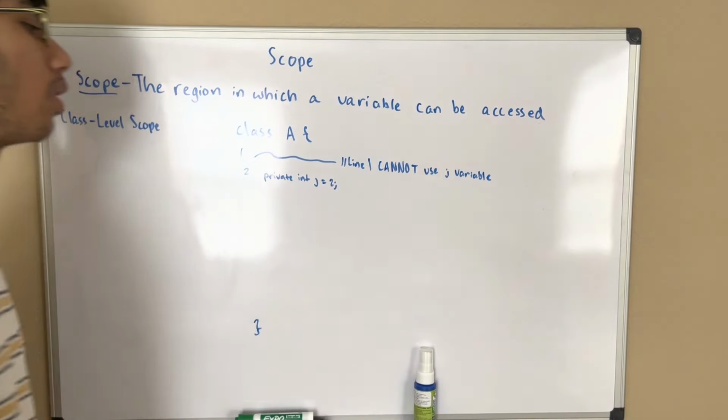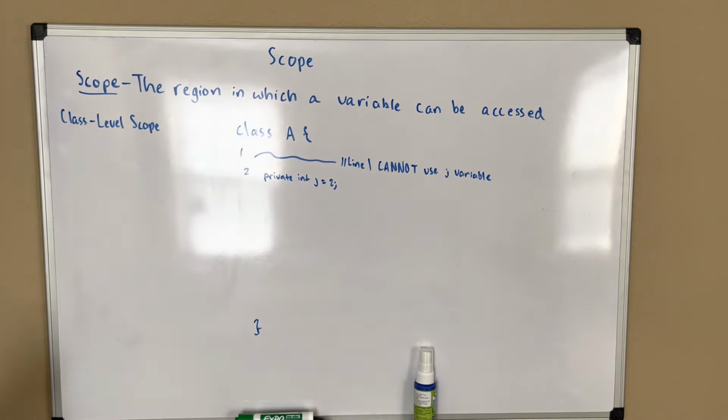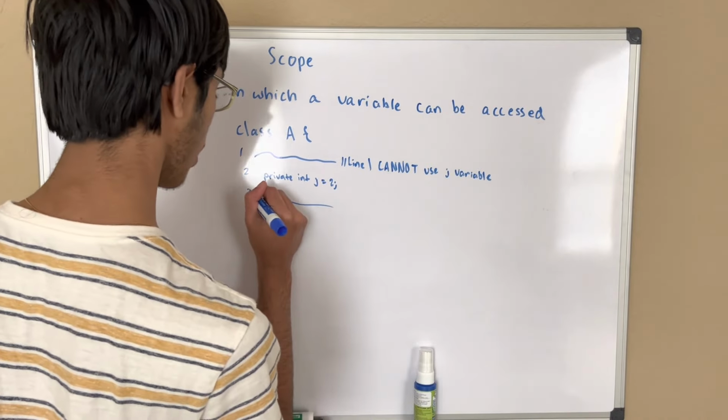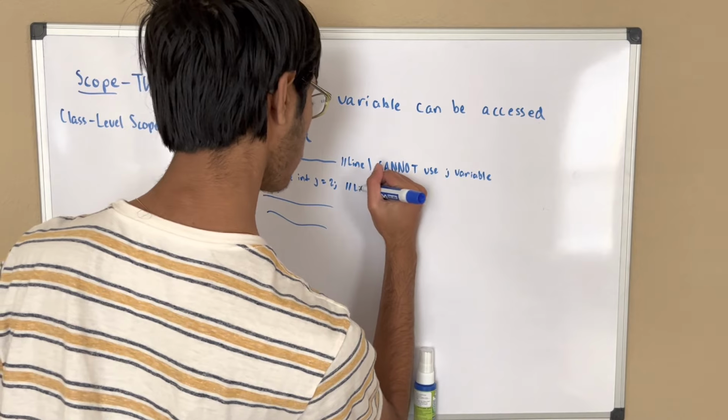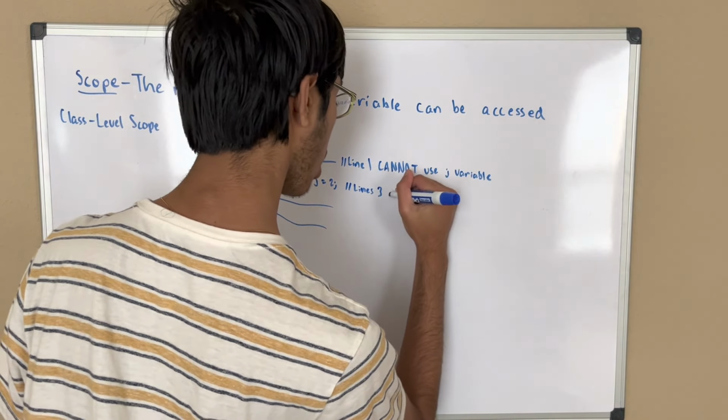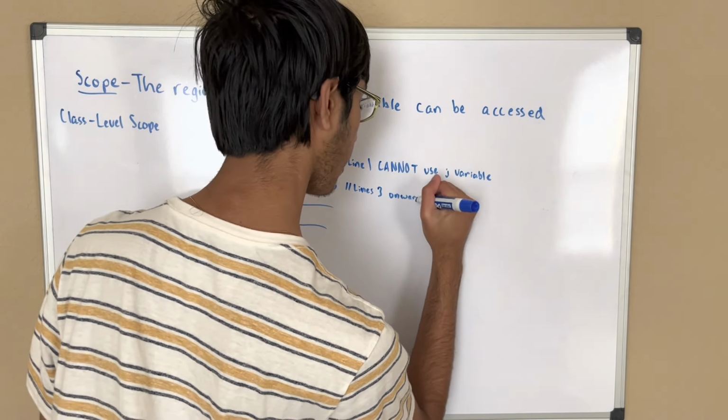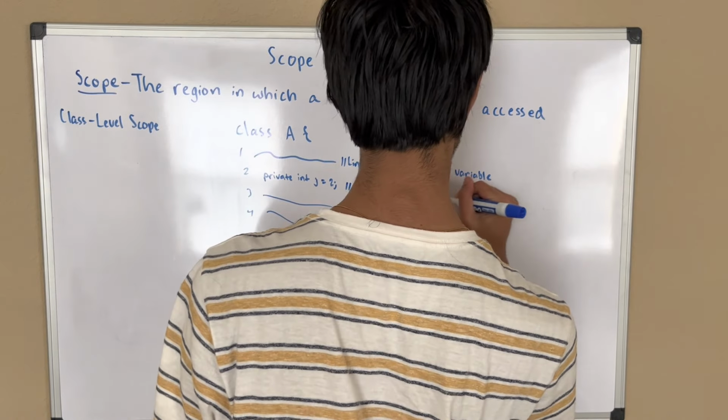Hopefully that makes sense why. Because j isn't defined yet. You have to define something before you can actually use it. So you can't just use it without defining it. So that's why line 1 can't use j variable. But all these lines, however, can use it. So line 3 onward can use j variable.